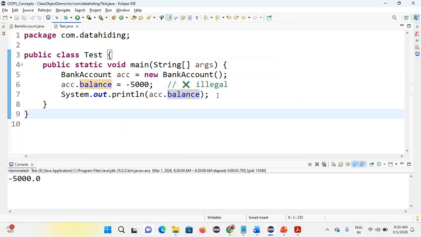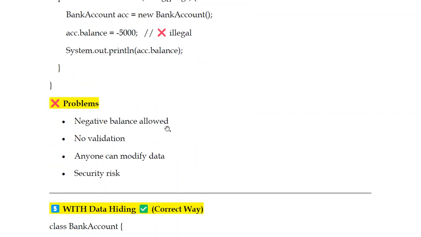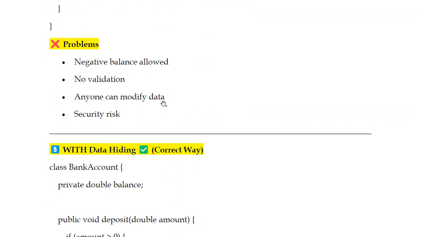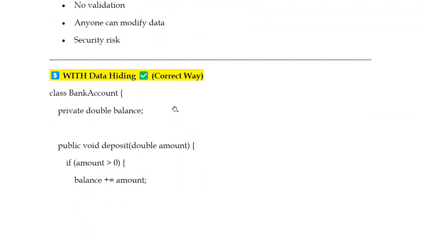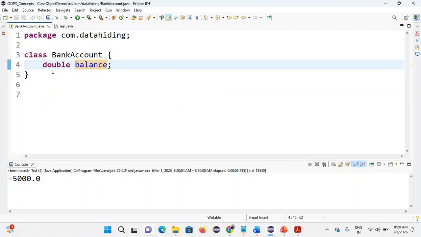Hereafter, no one should access or modify the data directly. This is not the right thing. The problems are: negative balance is allowed, there is no validation, anyone can modify the data, and a security risk is possible here. So with data hiding, what I'm doing is making the variable private. Only an authorized person should access it.